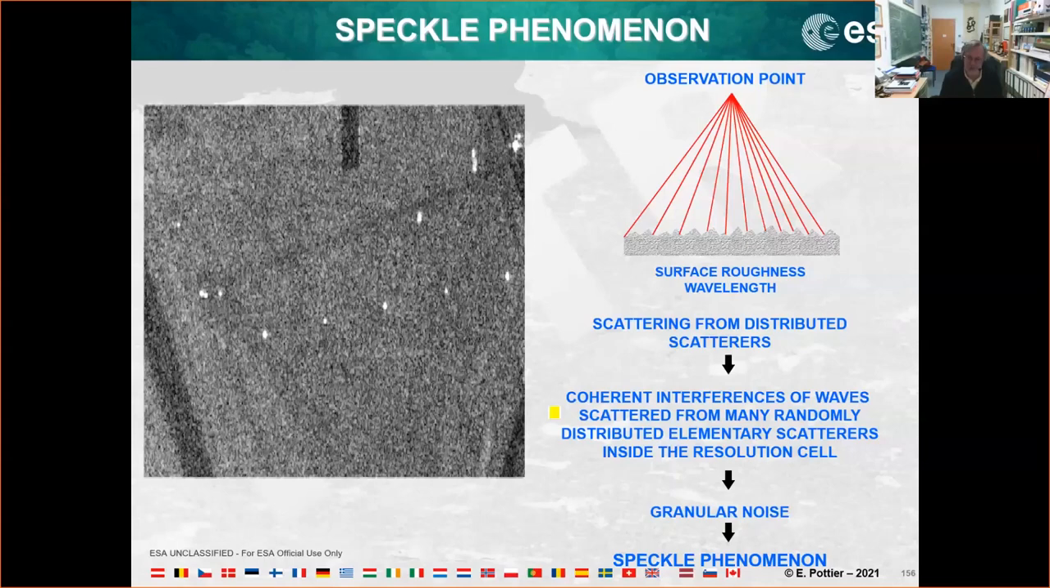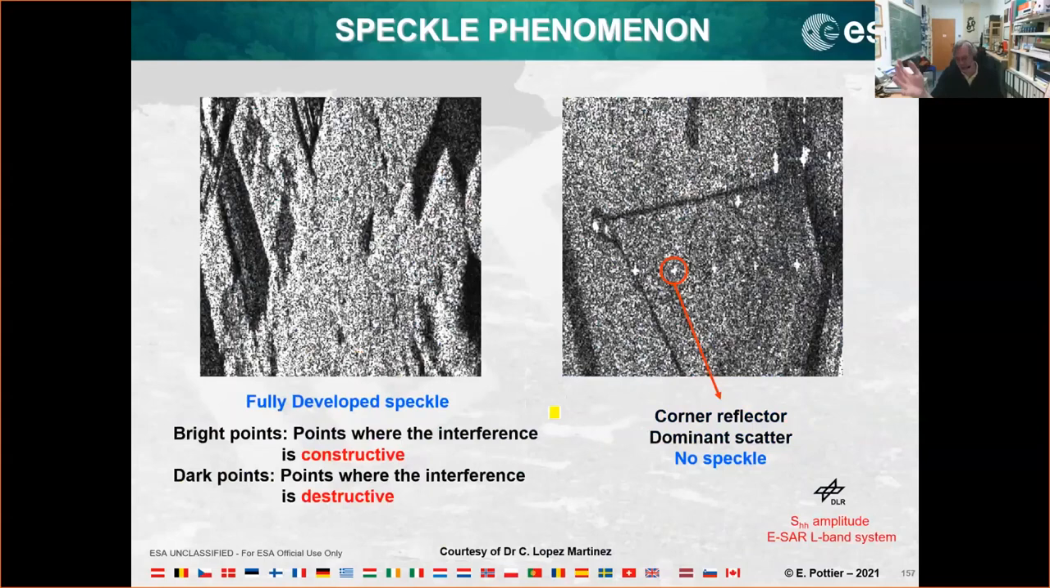So the problem is that we can lose some information, and we can have a poor interpretation of the information. So we must clean this information. Okay, so this is what I explained to you. The bright points correspond to constructive interference, and the dark points correspond to destructive interference. So this is what we call the salt and pepper phenomenon.